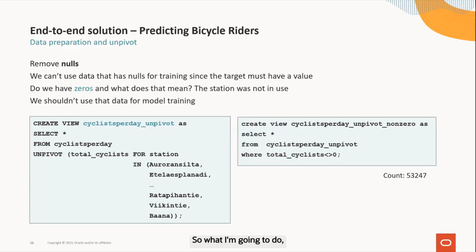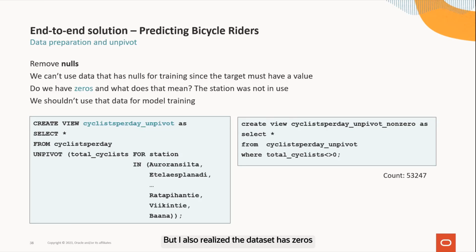So what I'm going to do is unpivot this data so that I will have a row for each station. So I will have the date, station, and how many cyclists I have for that day. I realized that this will remove my nulls, which is a good thing, because null is not a good thing in a data set. Null means nothing and it's only confusing my algorithms.